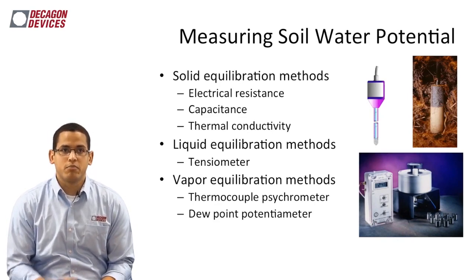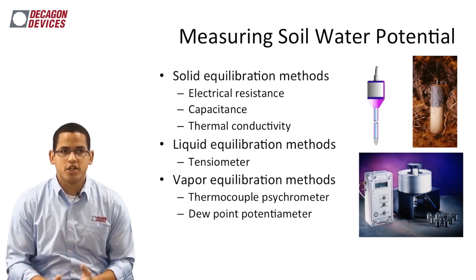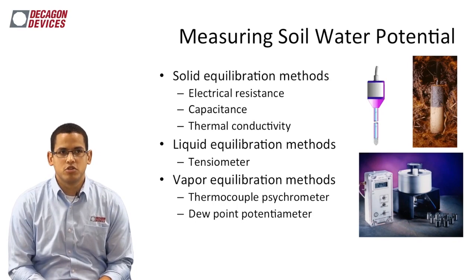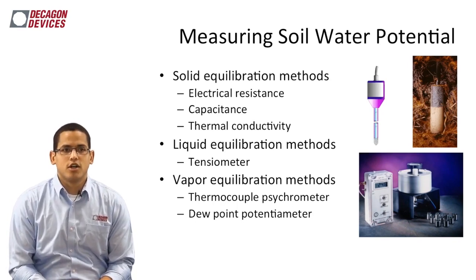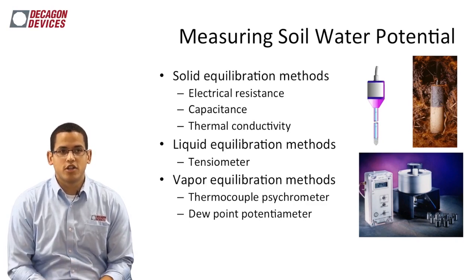Now, when we're trying to measure soil water potential, as far as instrumentation-wise, we have three different categories of tools that we use for measuring water potential, whether in the field or in the lab. This first method is solid equilibration methods. And within these methods, we have a few different tools.